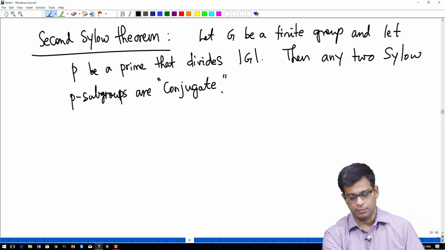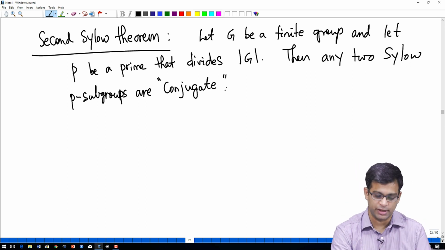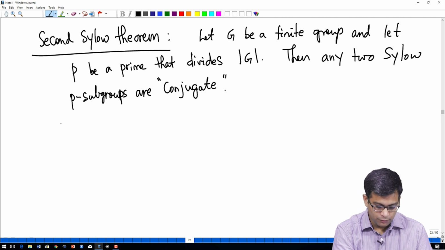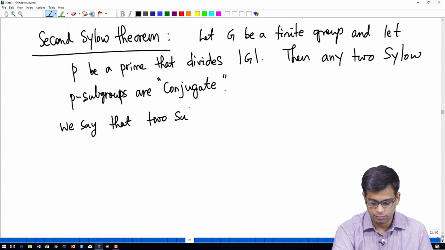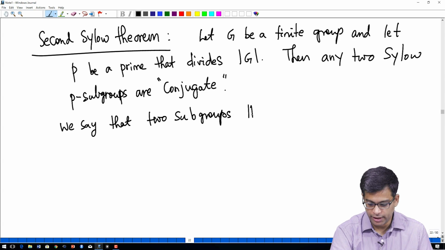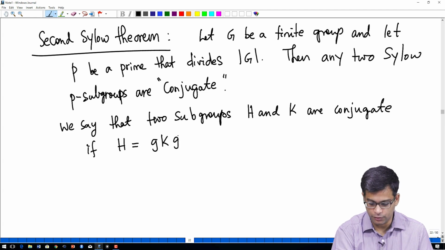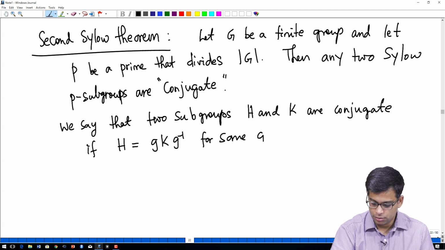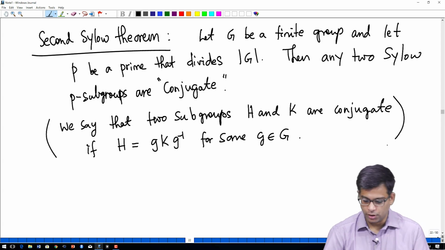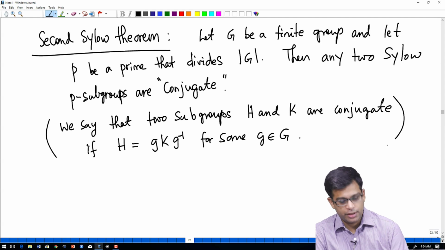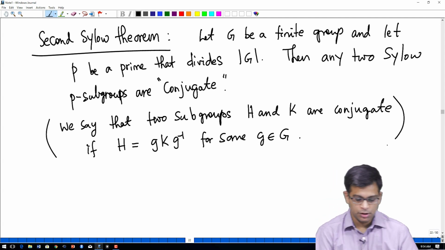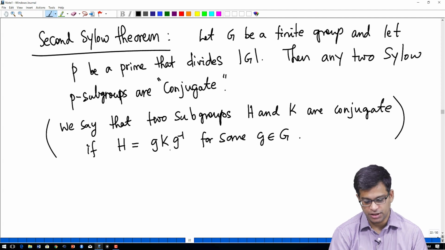Okay, so maybe I mentioned this usage earlier, but I am going to say it again. We say that two subgroups H and K are conjugate if H equals G K G inverse for some G in G. So, conjugation is this operation, right, G times something times G inverse. So, we say two subgroups are conjugate if G K G inverse is H.